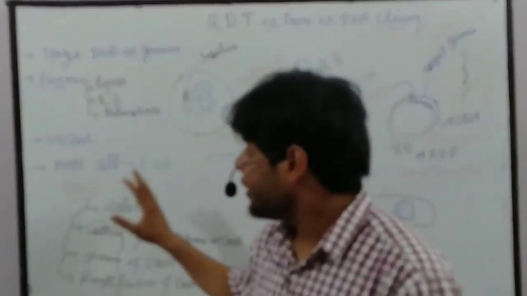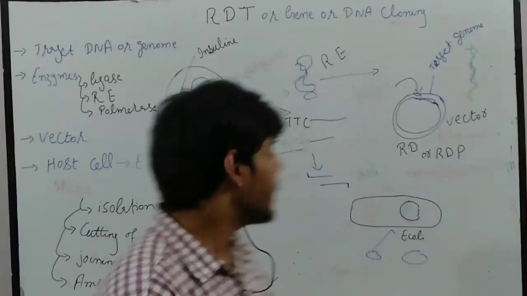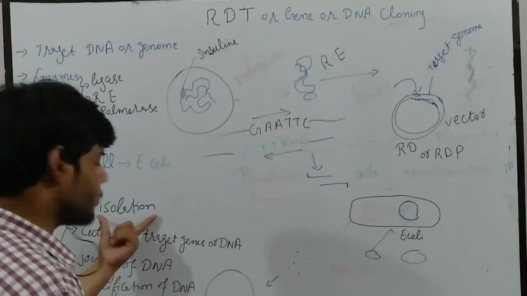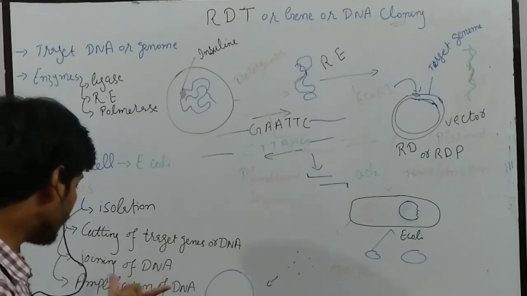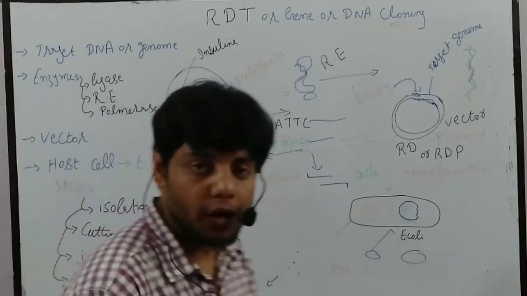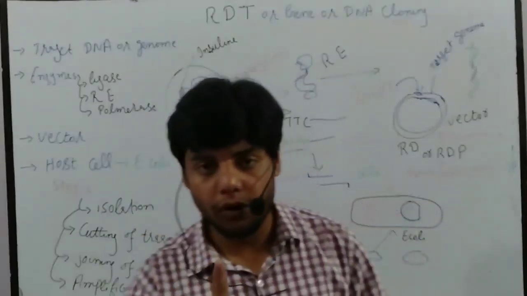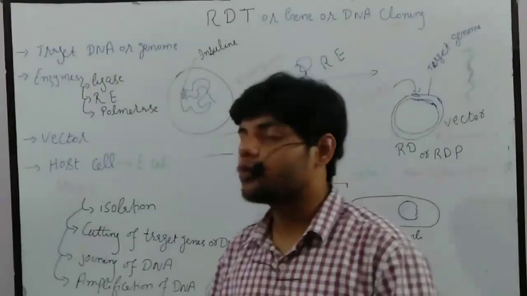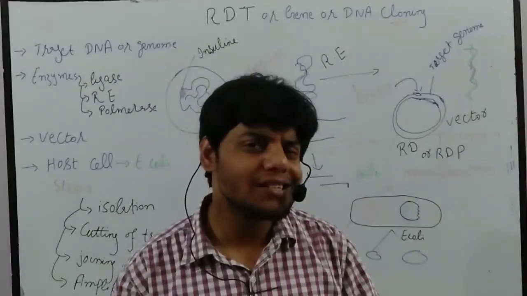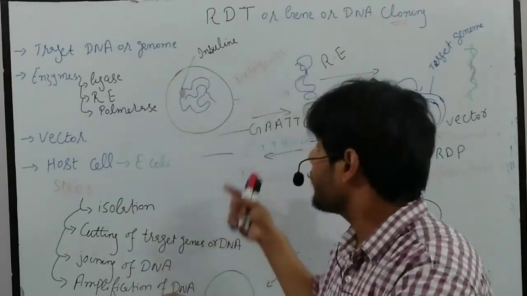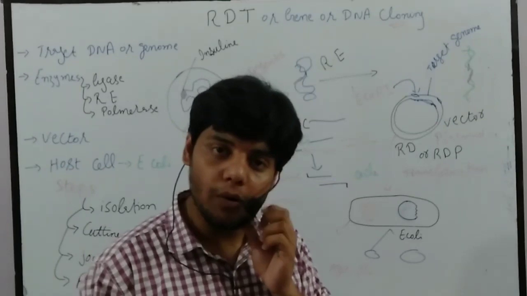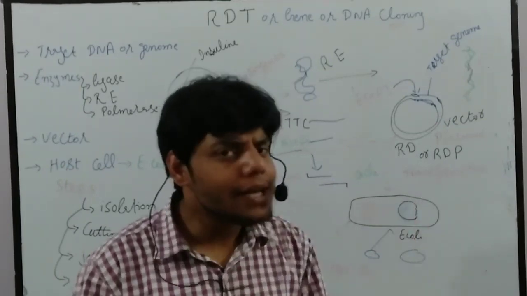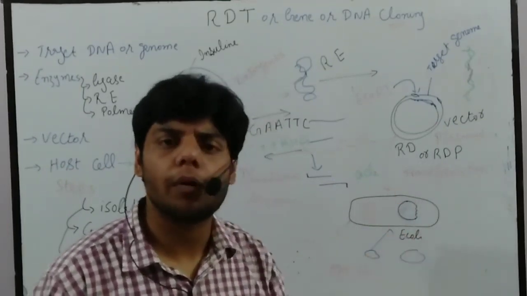Then we talked about the different steps involved in recombinant DNA technology. They contain the isolation step, cutting of target genes or DNA, joining of DNA, and amplification of DNA. Now here one thing is very important: we always use gene cloning, but PCR is also used to produce copies of the DNA. We use gene cloning to produce the same copy of the genome or DNA, but PCR is also used for producing the same copy of the DNA.